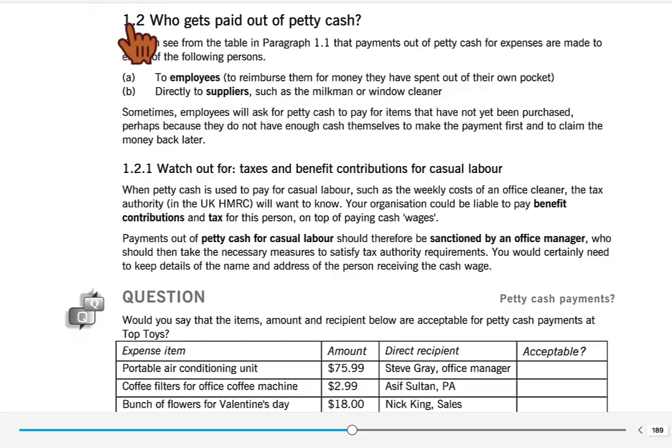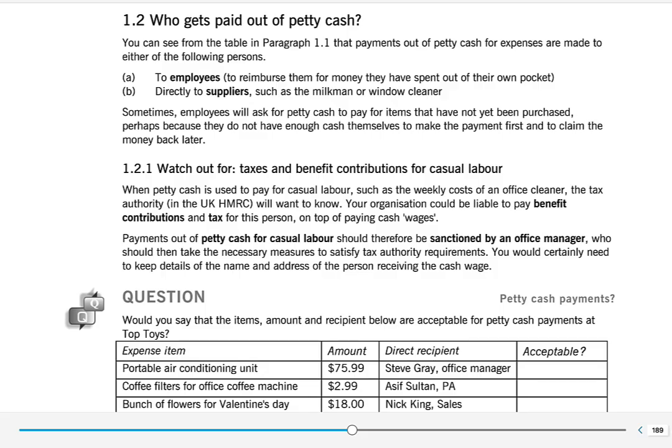All right, class. Now we are in lesson 1.2. This lesson is very important because it explains one simple idea. When petty cash is used, who actually receives the cash? In real life, petty cash is held by the petty cashier. The petty cashier is the person in charge of the small cash box or petty cash tin. When someone needs a small payment, they come to the petty cashier.